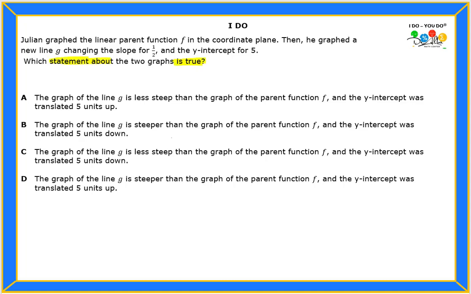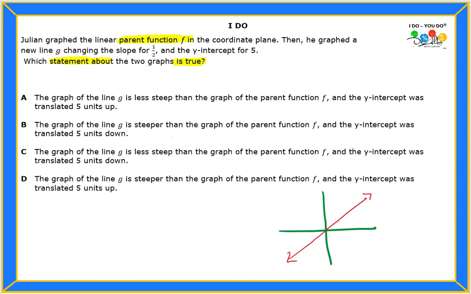Okay, so we're going to need to compare both of my functions, right? So what we can actually do is graph them. I'm going to do a sketch over here. It's not going to be a super perfect one, but it's just to give you an idea what a parent function looks like. So my parent function goes through the origin and it goes something like this. Is that right? Okay.